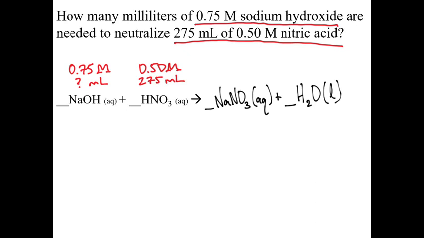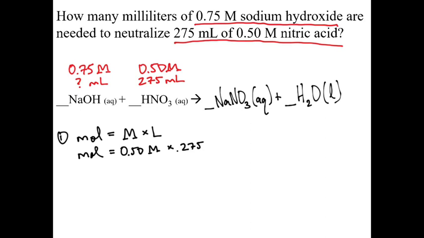So just like before, we're going to start off with step one. We've got a molarity and a volume, so we can use that to find our moles of the nitric acid. Convert your milliliters to liters. That's given me about 0.138 moles of nitric acid.